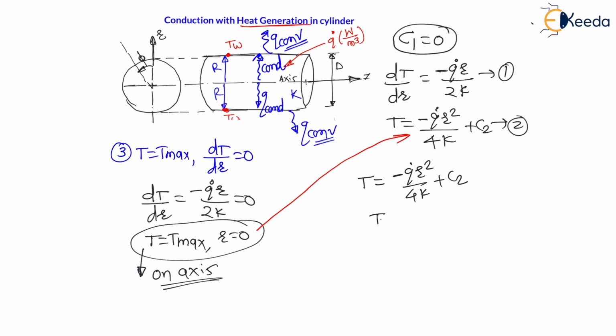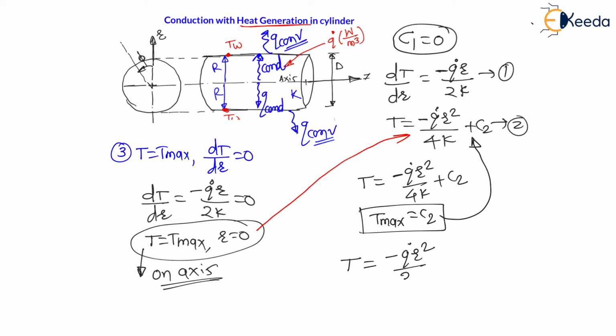Therefore from this, maximum temperature will be equal to C2 because R is 0 here, right? So my dear students, again put this maximum temperature value in equation number 2. Therefore the temperature equation will be: temperature is equal to minus q dot R square divided by 4k, minus q dot small r square divided by 4k plus maximum temperature, right? And the maximum temperature will be at the center line or axis, on the axis of the cylinder.